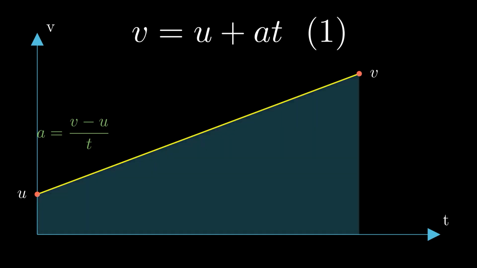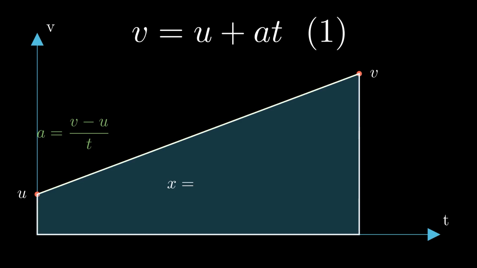Now the area underneath the VT graph is displacement, and if we look at our shape under this graph we have a trapezium. To calculate the area of a trapezium we find the mean length of its parallel sides. In this case they are U and V, and multiply it by the distance between them. In this case that's T. So this gives us our second XUVAT equation: X equals U plus V divided by 2, all times by T.